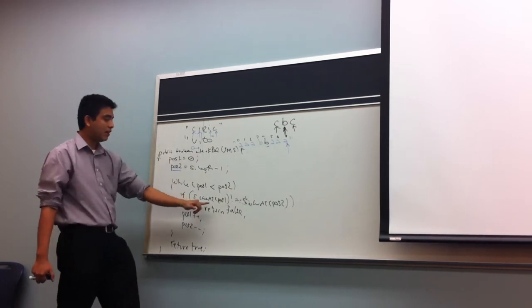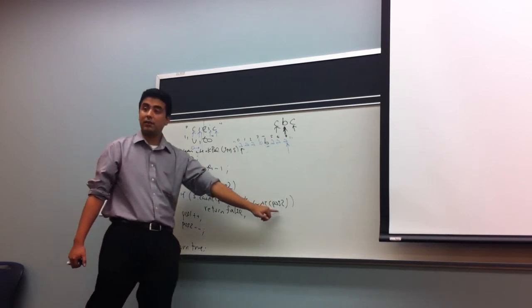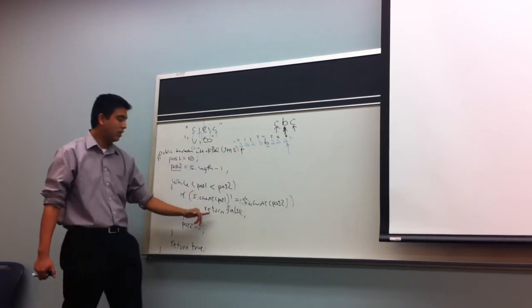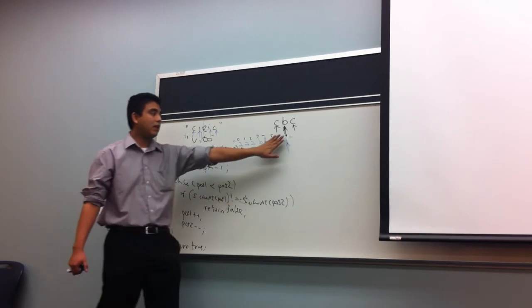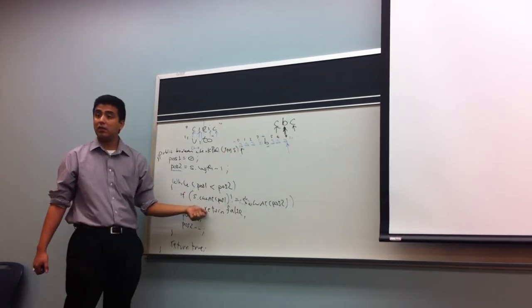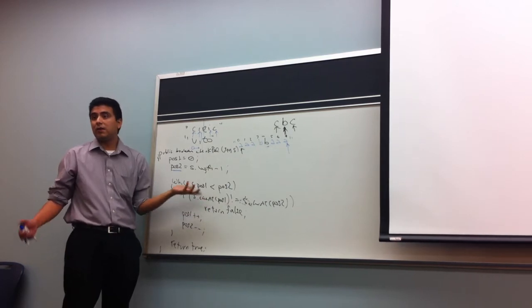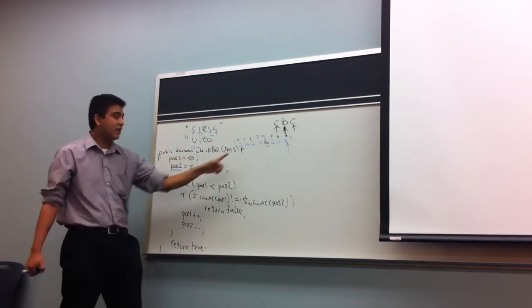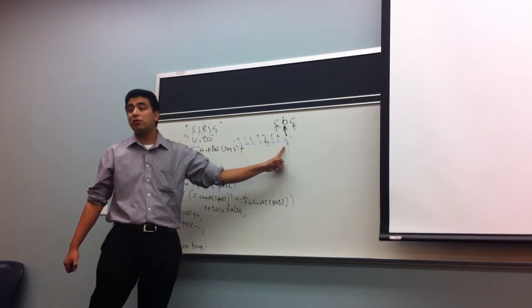So I'm saying, if the character at position post 1 is different from the character at position post 2, then don't do anything else, return false. Like if this were F, A is not equal to F, obviously, so you would return false. Is that correct? Yes, because you don't need to keep checking. In this case, they are equal. Do I have to return true?